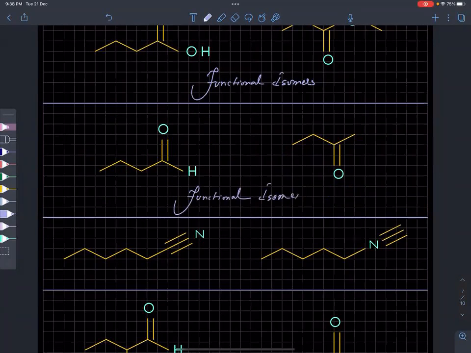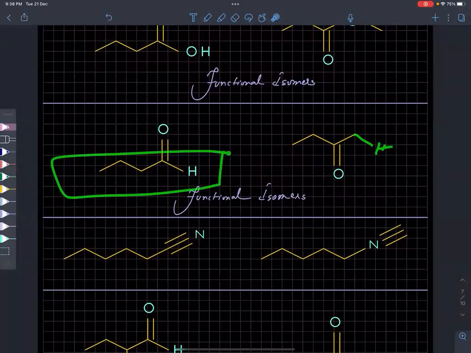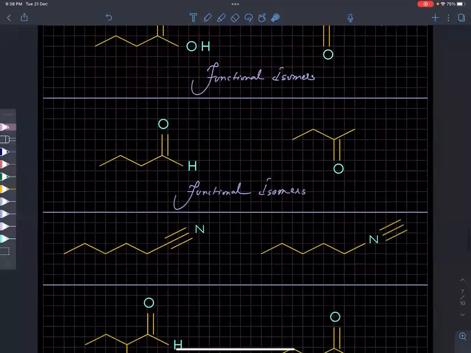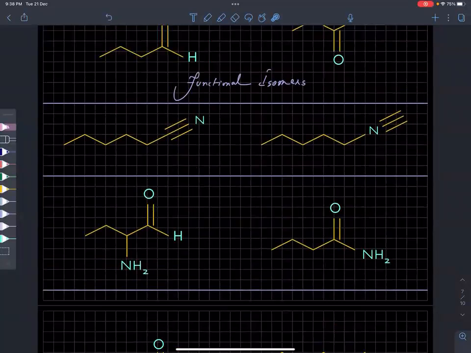Sometimes, if you just glance at the molecule, it will appear as if the number of carbons are not equal. Why? Because here hydrogen is being mentioned, and here also we'll have a hydrogen. That's why this chain is appearing longer, but actually it is the same as this chain. So you have to carefully count. 1, 2, 3, 4. 1, 2, 3, 4. And decide whether they are isomers or not. What about these two?